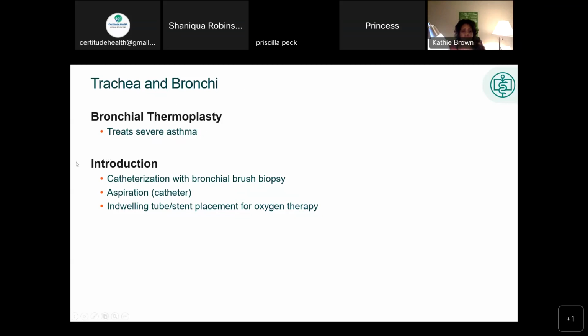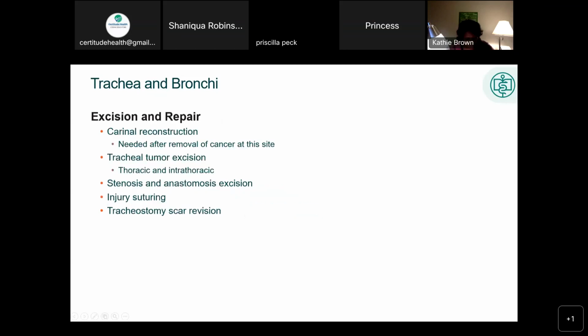Introduction for the trachea and bronchi would involve catheterizations, aspiration. So an aspiration in this sense would be like if somebody has fluid on their chest and they need to remove it or draw it out, which they could leave put in tubes for drainage as well, which would be an indwelling tube or a stent. In addition, they do that for oxygen therapy as well.